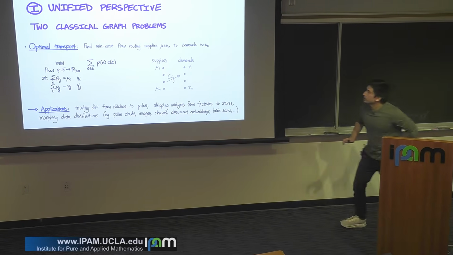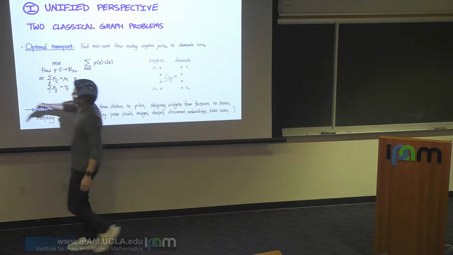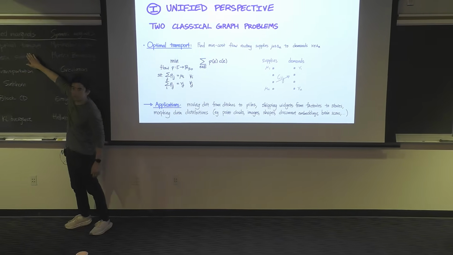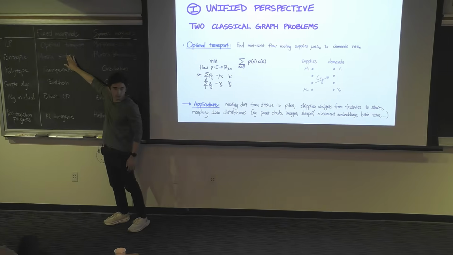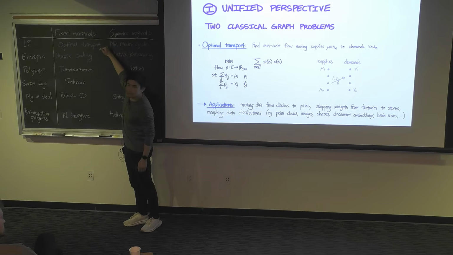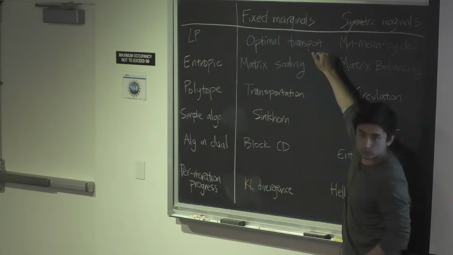Better. OK, so let's start with the first row. I'll introduce these two main characters, optimal transport and min-mean cycle. Let's start with optimal transport. It's probably the most familiar to everyone here. OK, and to introduce this first row, I'll describe things in the language of graphs to make the connections clear, and we'll move to the language of probability very soon.